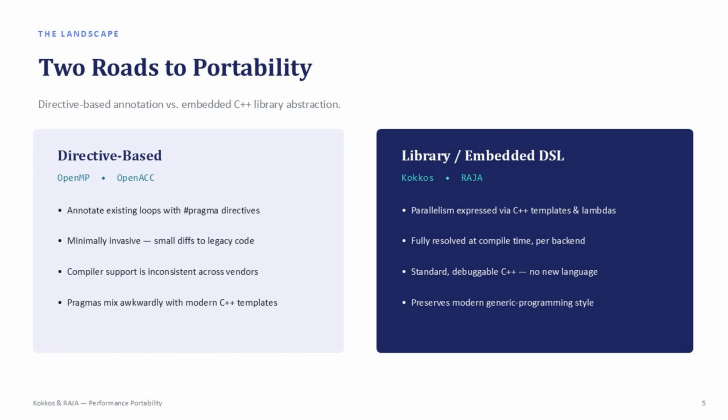There are different ways to make programs portable. One way is using directives such as OpenMP and OpenACC. We add special instructions to existing loops. Another way is using C++ libraries. Kokkos and RAJA use this second approach. They use C++ templates and functions to express parallel operations, while the system chooses the suitable backend during compilation.